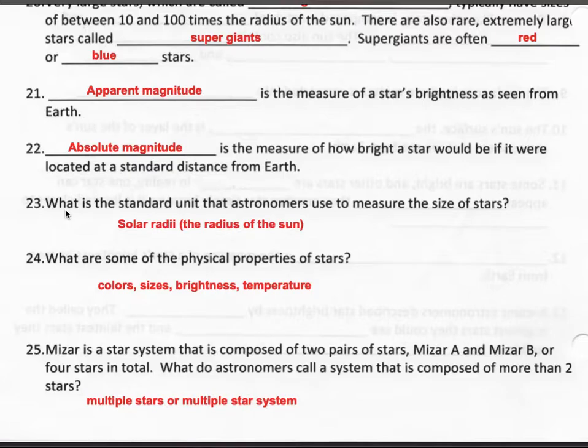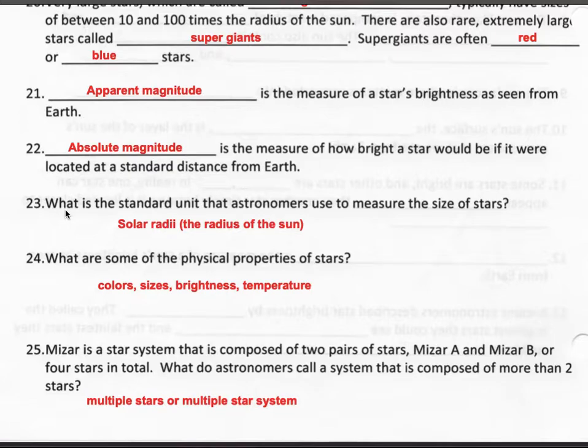What is the standard unit that astronomers use to measure the size of stars? Okay, they use the solar radii, the radius of the Sun. They base everything off of the Sun. It's either smaller than the Sun or bigger than the Sun.